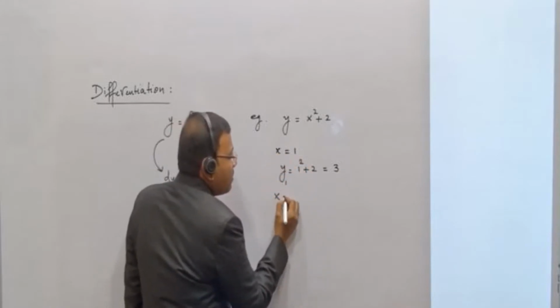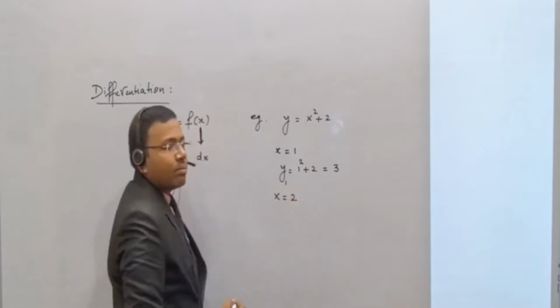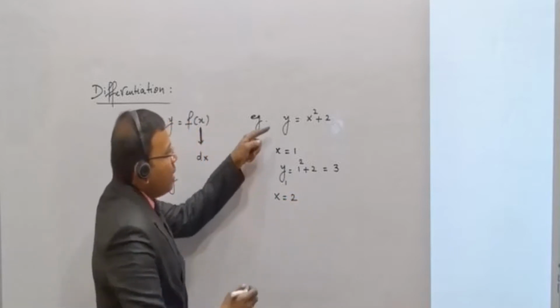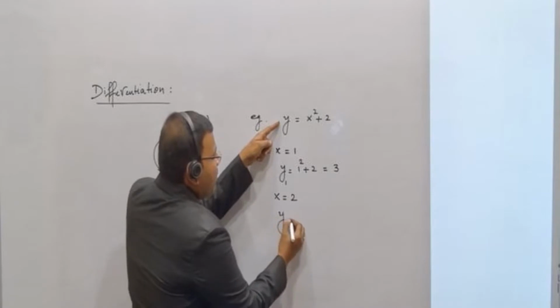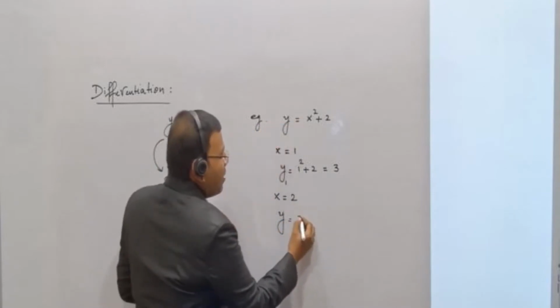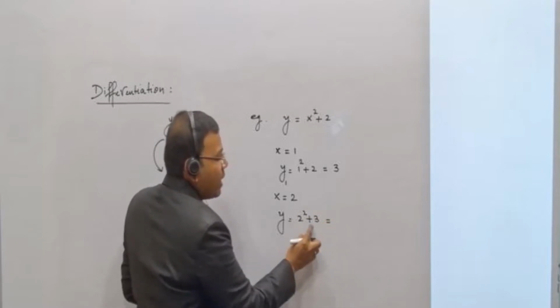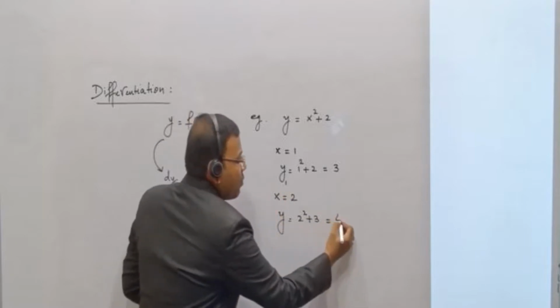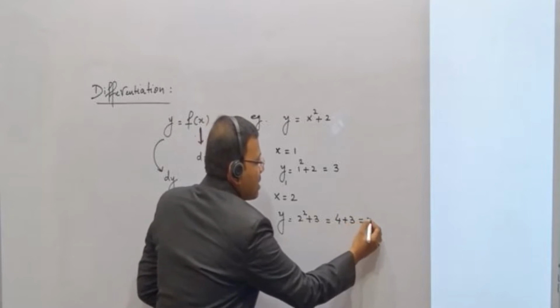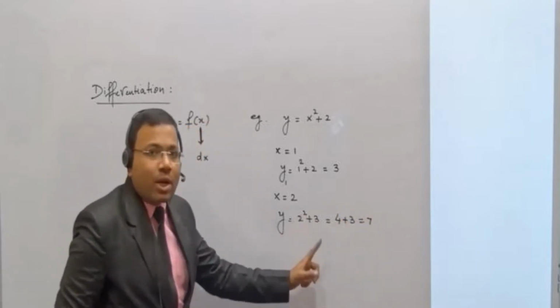Next, if I take x is equal to 2, at x equal to 2 we find the value, so we substitute in y is equal to x square plus 2, putting x as 2: 2 square plus 2. How much is 2 square plus 2, beta? This is 4 plus 2, that is 6. Try to understand what I am explaining.